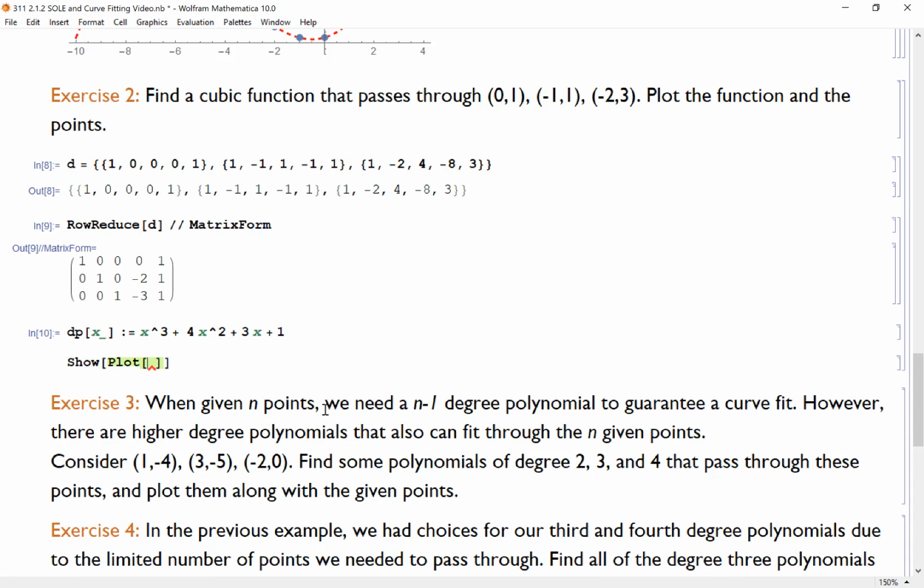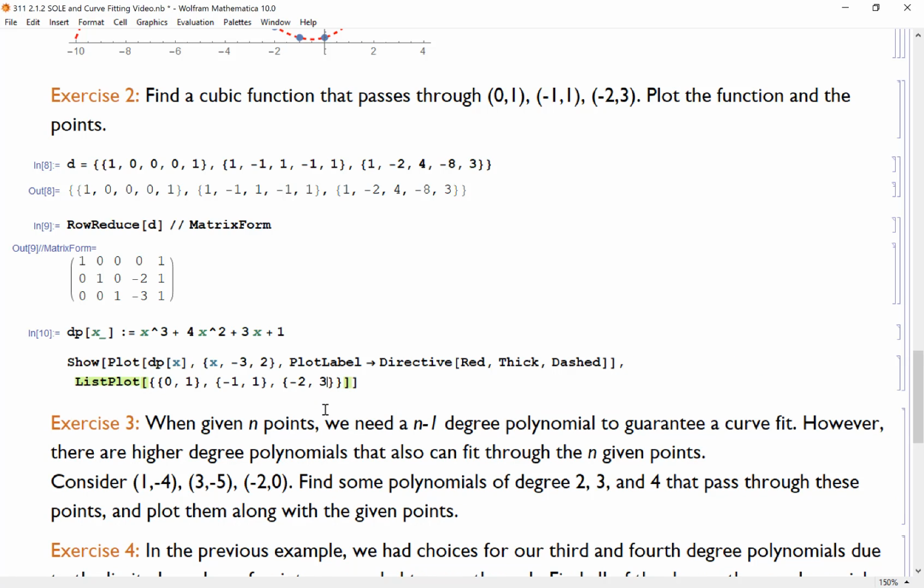I want to plot dp of x, and I just want to make sure I go through the appropriate x values. Let's stick with our plot style again, and then let's get our list plot. This time we're going through 0, 1, negative 1, 1, and negative 2, 3.